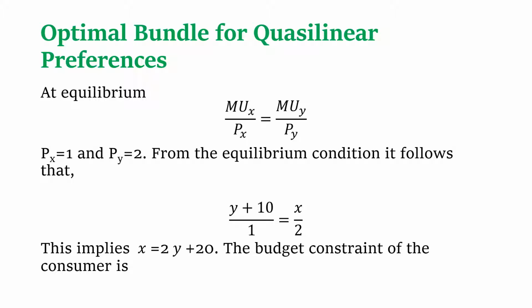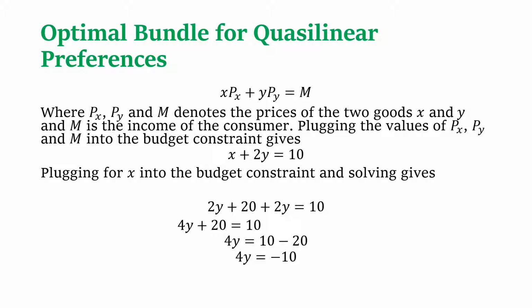So the budget constraint of this consumer, we know for sure, is xPx plus yPy equals m, where m is the income of the consumer. Now, since the price of x is $1 and the price of y is $2, the budget line becomes x plus 2y equals 10.